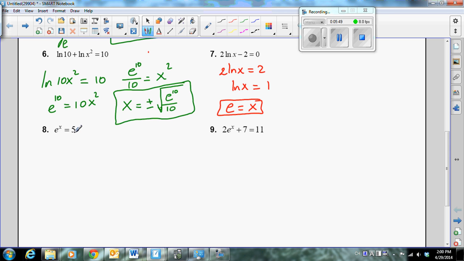e to the power of x equals 5. So I will change it into log. It means that log base e, or ln, of 5 is equal to x. And you just put this on the calculator.